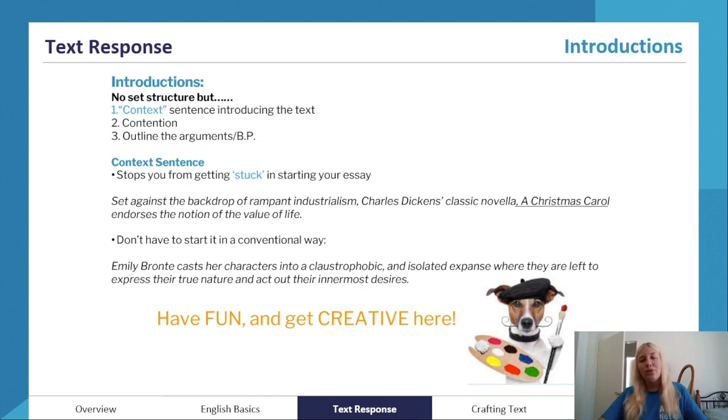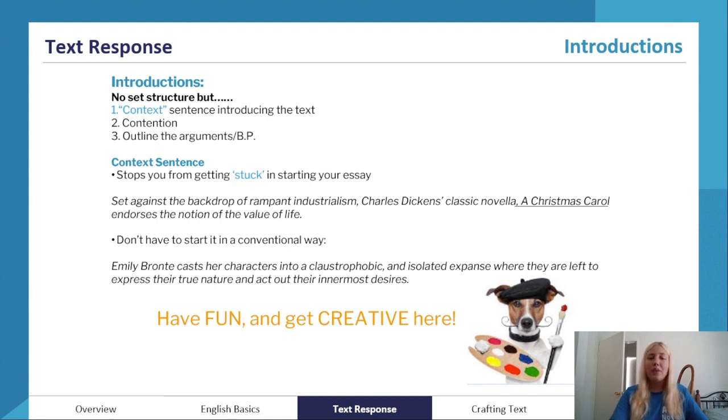And then you have an outline of what your arguments are going to be for each body paragraph, and you close with a views and values / authorial intent statement. And because it's just your intro, your statement about the author's message can just be something simple for now, okay? But it closes that paragraph very smoothly. Now, why do we have context sentences? Your context sentences are going to help stop you from getting stuck in starting your essay.